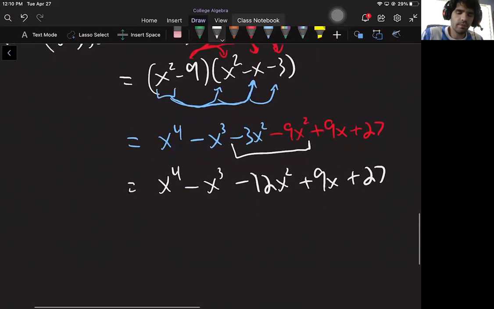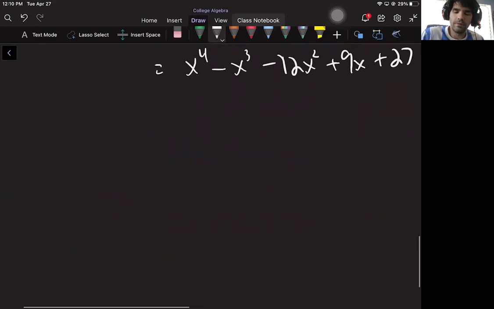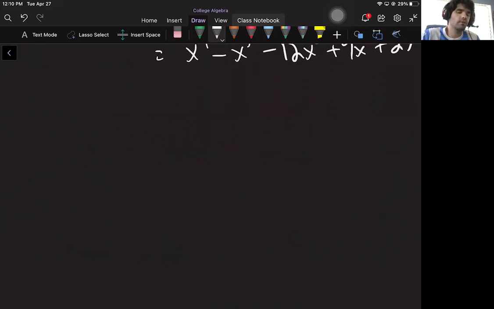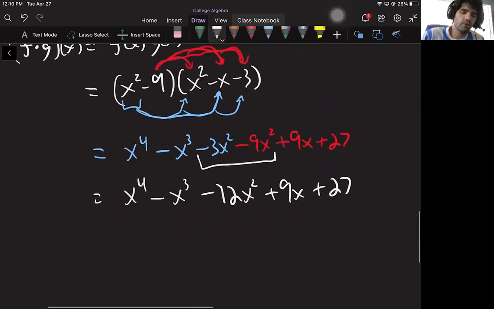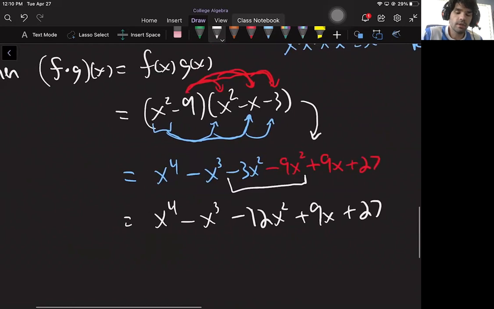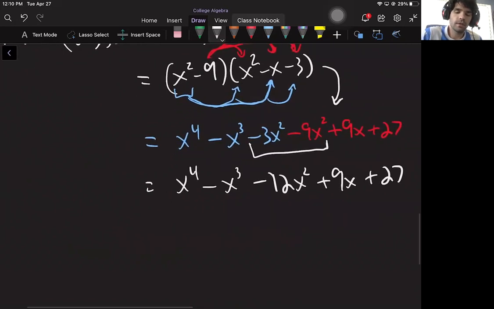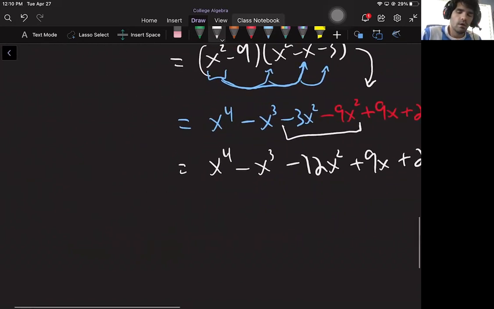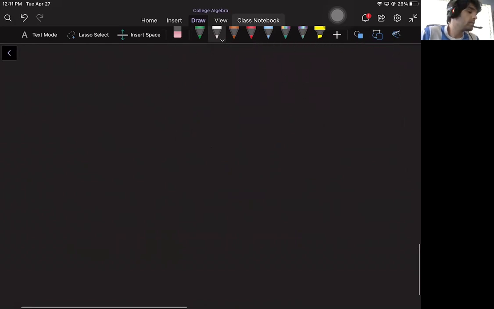Okay, so this is multiplying polynomials. You just got to keep practicing. And if you are uncomfortable with how I skipped the steps I did before to get from there to there, I would recommend writing out the steps I did before and seeing that you'll get this as your answer. Okay, so that is multiplying polynomials.